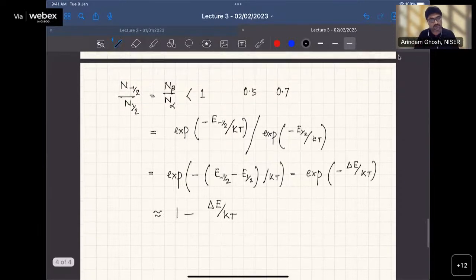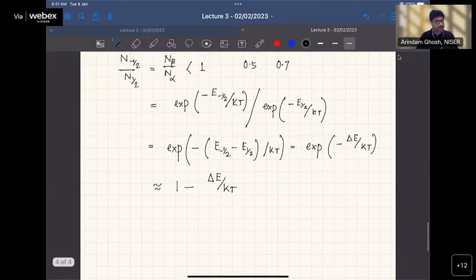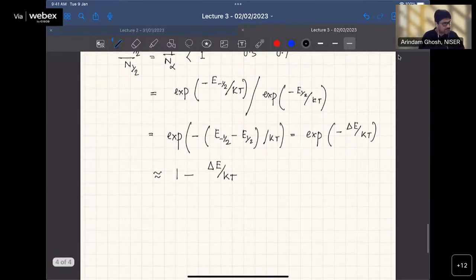Let's see how much smaller than 1 it is in a real situation. What real situation have I taken? I have taken capital T to be 298 K, room temperature, and I have taken B to be 1 Tesla. Generally it is slightly more, about 10 Tesla, but I have taken this in this example. And therefore, I can calculate delta E.